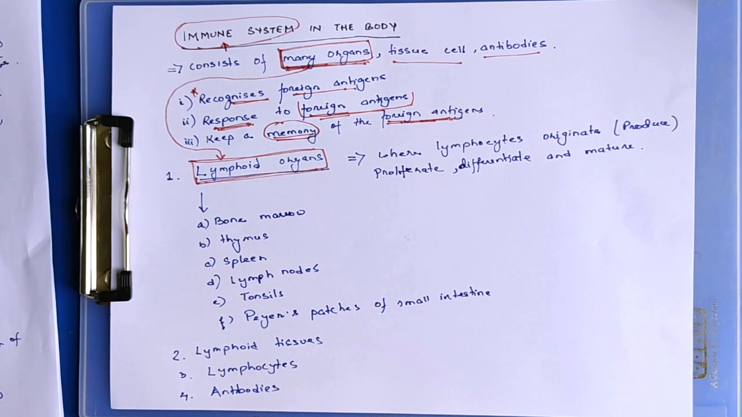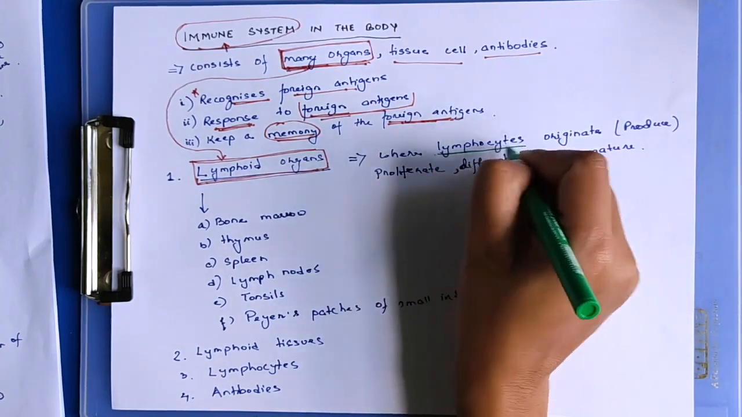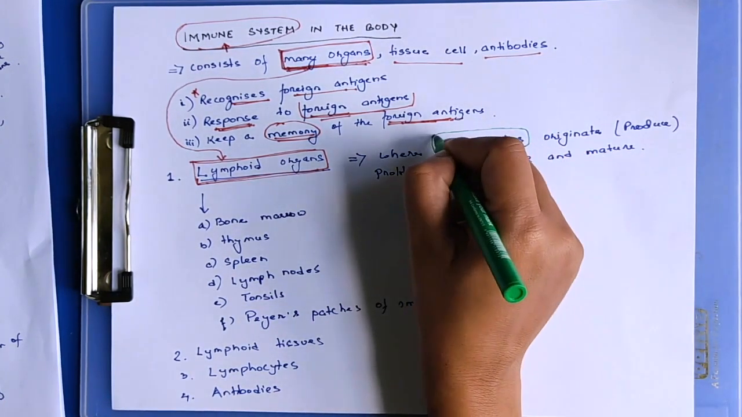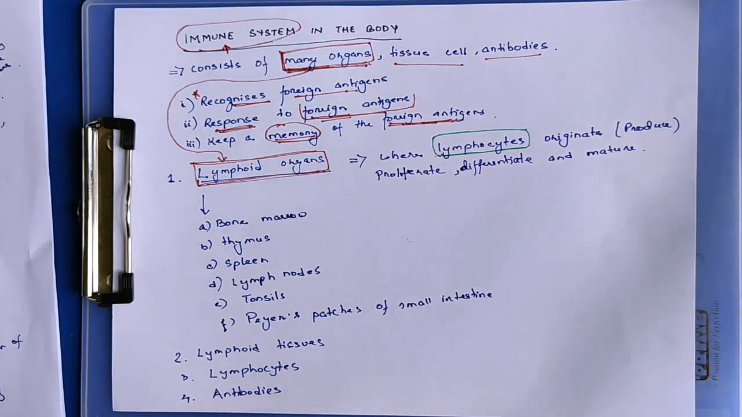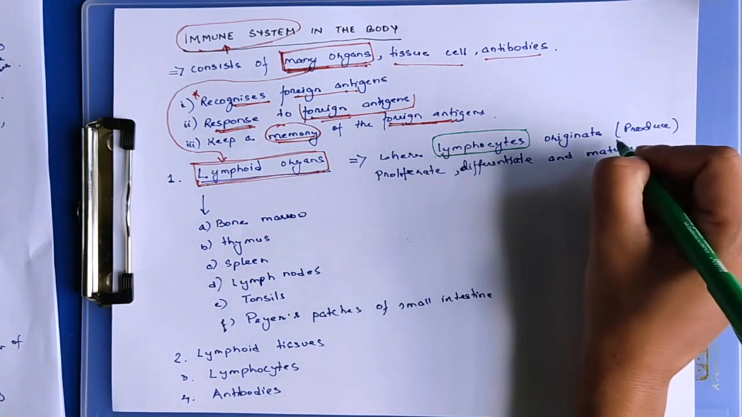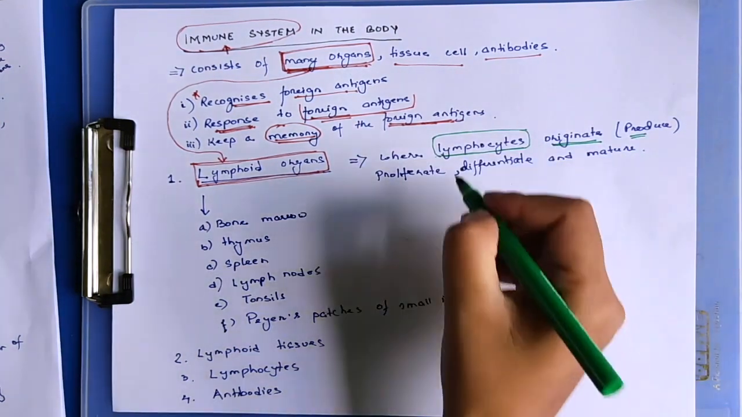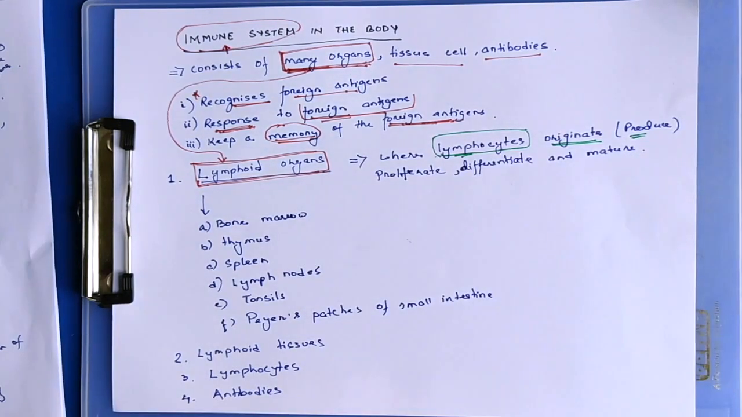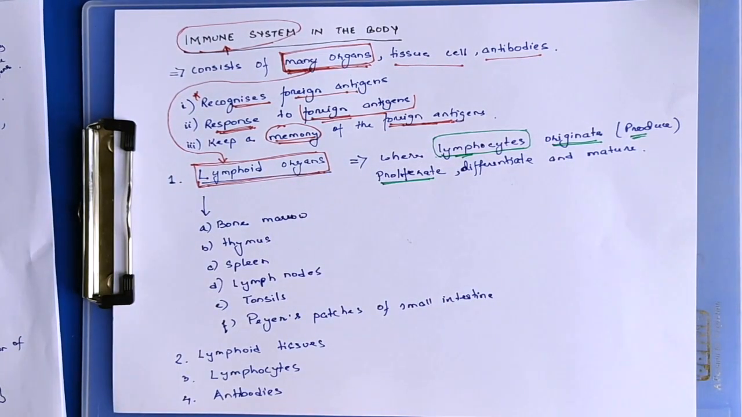Lymphoid organs are the place where our lymphocytes, which produce our antibodies, originate or are produced. Lymphocytes are produced by our lymphoid organs. It is not only origination, but they also proliferate. Proliferate simply means multiplying, dividing.